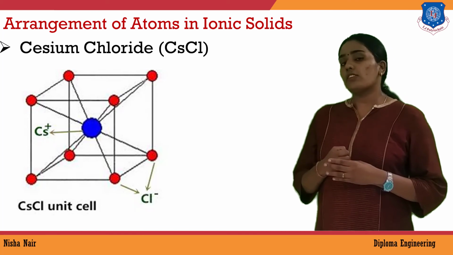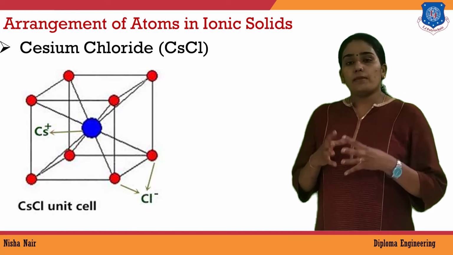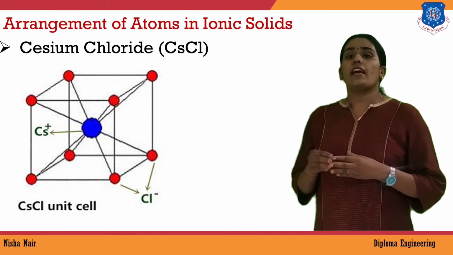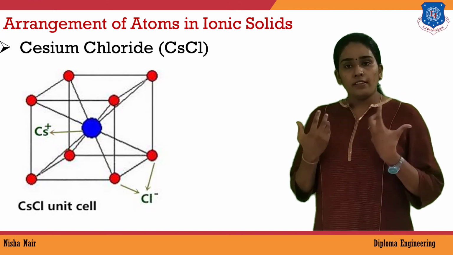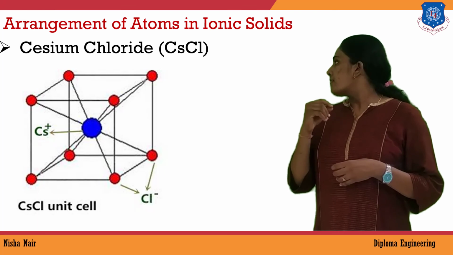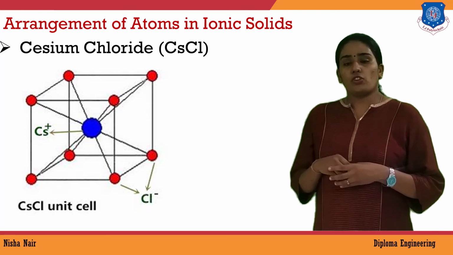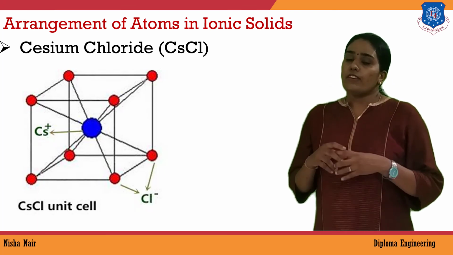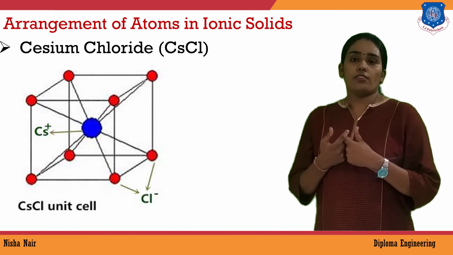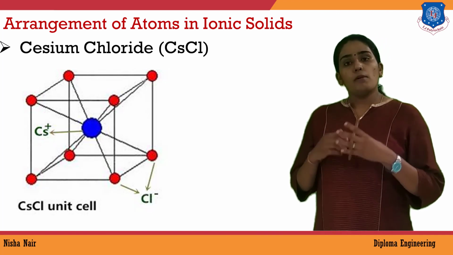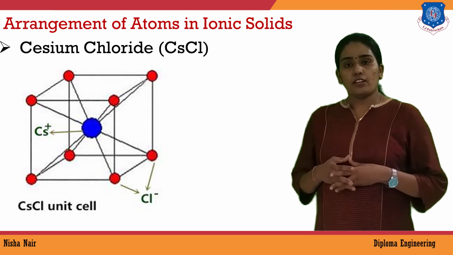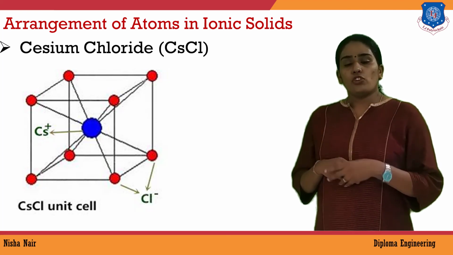In the body-centered cube structure, we have seen the atoms will be present on the 8 corners and in the center of the cube. So here you can see chlorine on the 8 corners of the cube and cesium on the center of the cube. It can also be vice versa. We can see cesium on the 8 corners of the cube and chlorine on the center. So cesium chloride shows a body-centered cube structure and NaCl shows a face-centered cube structure.